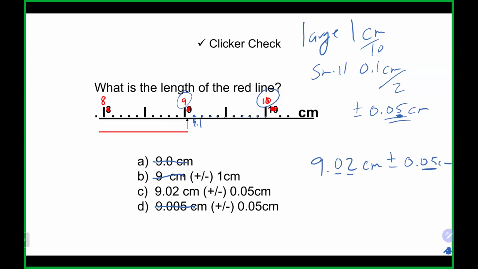In addition, like I said here, they do want you to record it with every measurement that you make. So C here would be the right one. Any questions on that one?